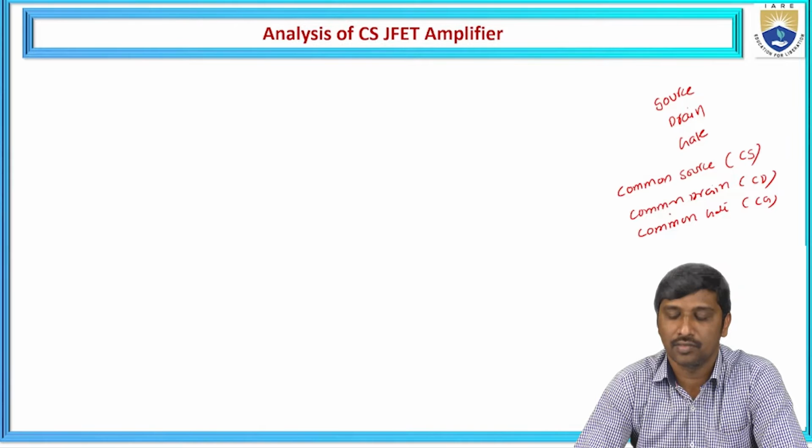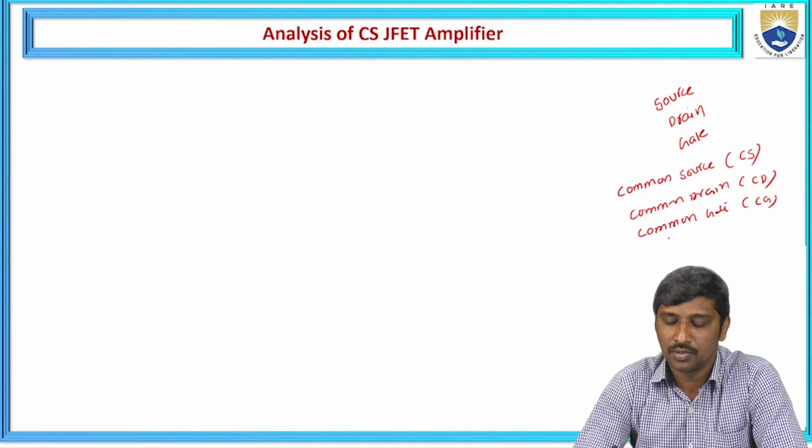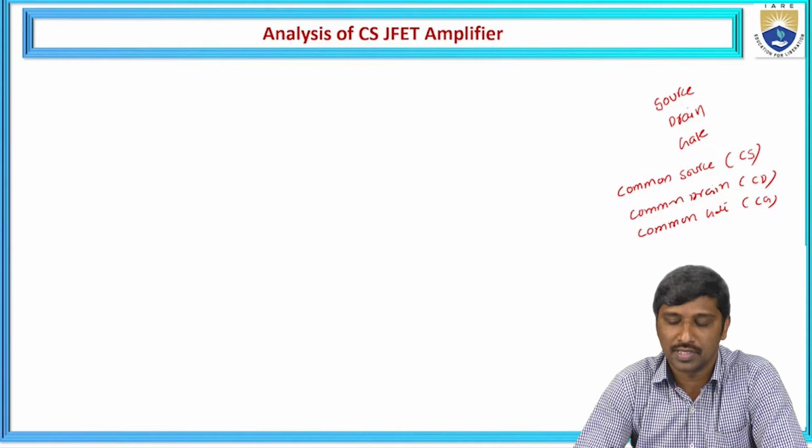Similarly, in a common drain, the drain is common, the gate acts as the input terminal, and the source is the output terminal. In a common gate, the gate is the common terminal, the source is the input side, and the drain is the output side.